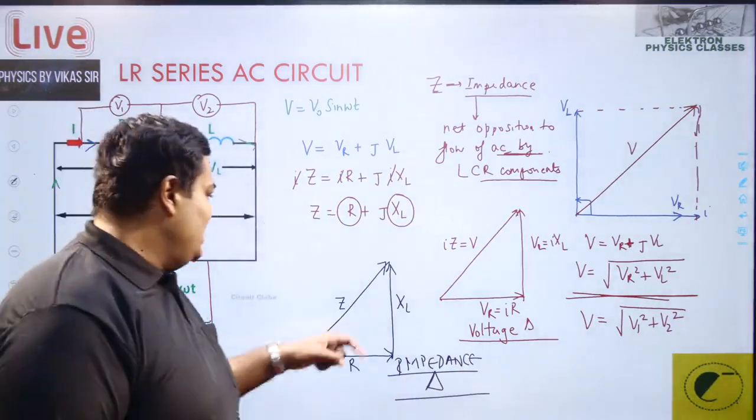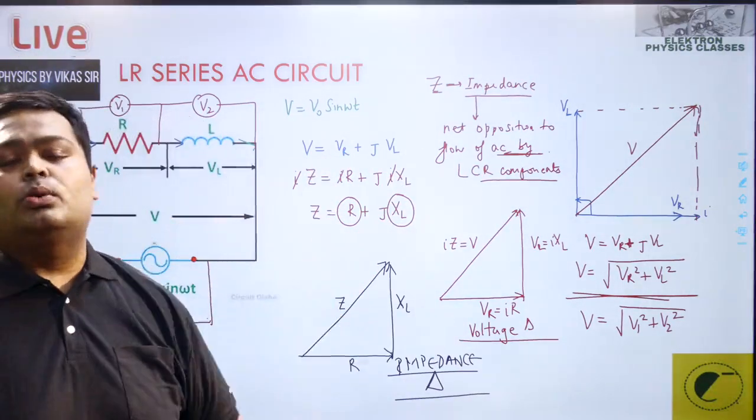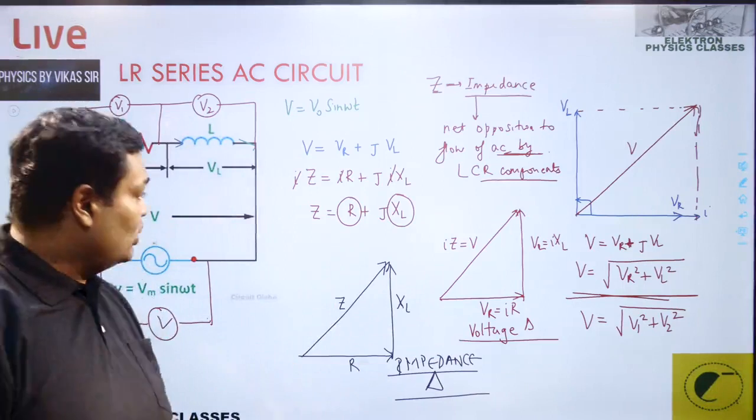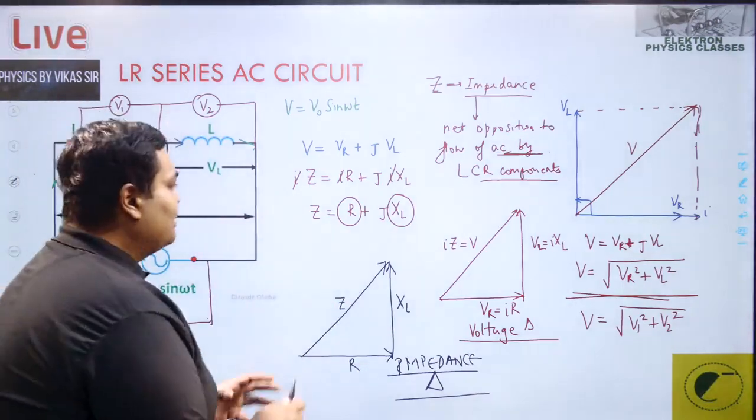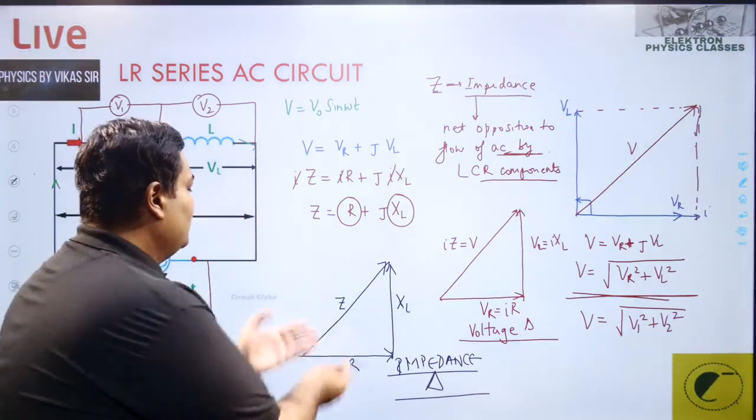What is it known as? Impedance triangle, and that's what is going to be your lifeline for all the remaining circuits. The impedance triangle. What is the impedance triangle? It gives you the value for the net impedance.